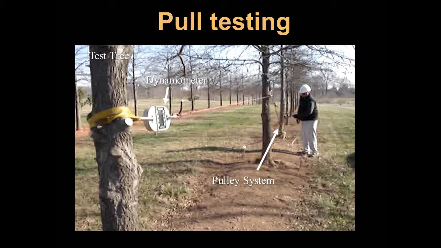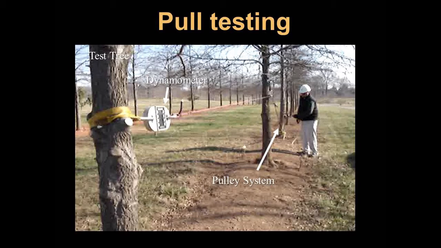We've got a dynamometer which measures force. We're going to put a horizontal pull on those trees. And we're going to pull that tree to a specified angle. And our angle on these is 1 degree of bend.